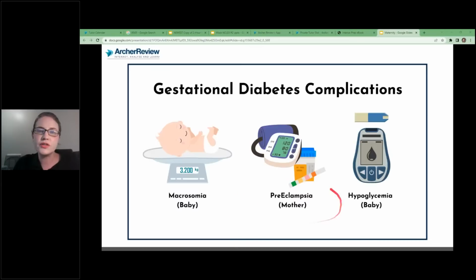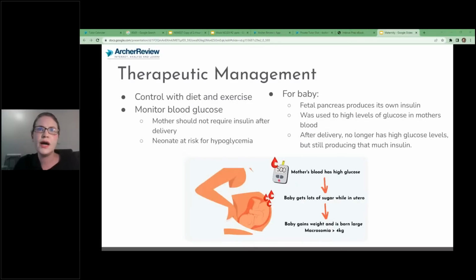You also, when you're diabetic, have increased risk for high blood pressure. So when you have gestational diabetes, your risk for preeclampsia goes up. And then finally, babies born to mothers with uncontrolled gestational diabetes very often have serious hypoglycemia after they're born. Why is that? Well, when the baby's in the womb, it's surrounded by all this sugar, this uncontrolled diabetes. So the sugar is really high.